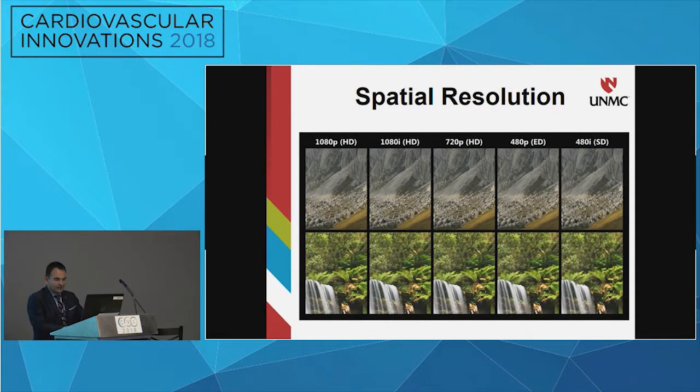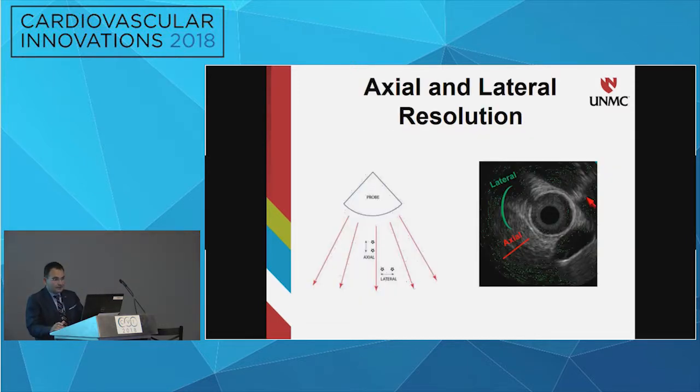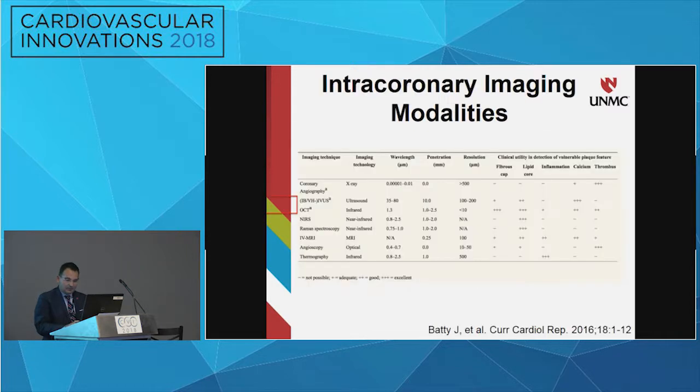You can see here very evidently how the transition from standard definition to high definition changes the spatial resolution. We can even see the distance between two rocks, whereas we don't see it here. Spatial resolution has two components, axial and lateral. Axial resolution is the ability to distinguish between two points along the length of the ultrasound beam. Lateral resolution is the ability to distinguish between two points which are perpendicular to the ultrasound beam.